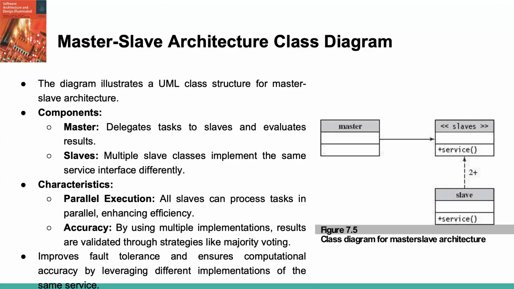Characteristics. Parallel execution. All slave classes can operate in parallel, which significantly improves efficiency and reduces processing time. Accuracy and validation. By using different implementations, the system can validate results through strategies like majority voting, enhancing the accuracy of outputs. This structure boosts fault tolerance by having multiple implementations handle the same task, ensuring that even if one fails, others can provide accurate results. It's an effective way to maintain computational accuracy and reliability. In summary, the master-slave architecture leverages parallel processing and diverse algorithms to create a robust and fault-tolerant system.